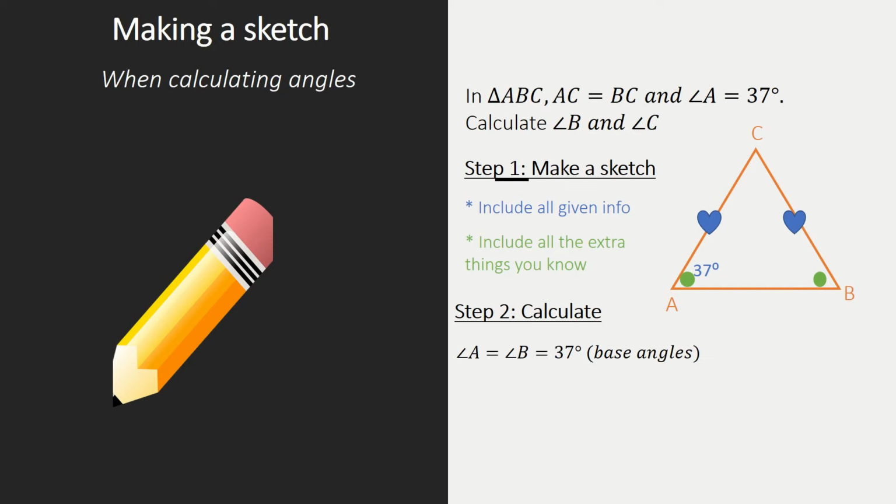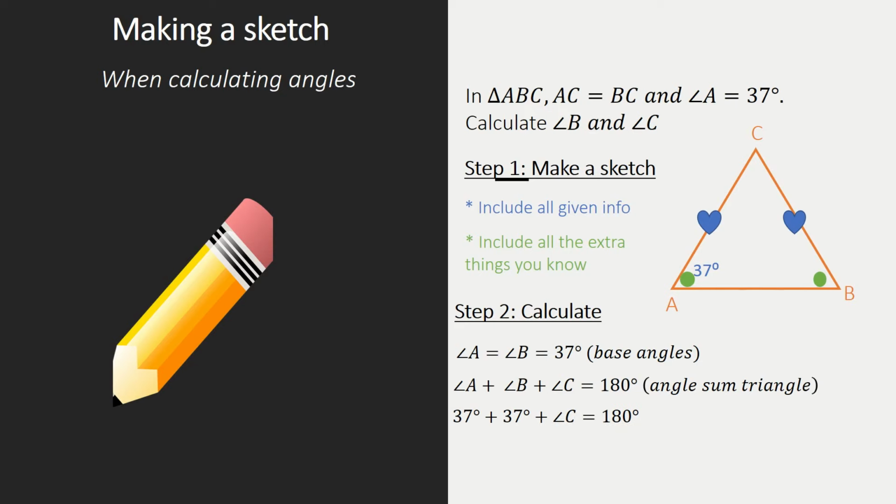So first of all, we know that angle A is equal to angle B. So that's 37 degrees because of the base angles. You must write down the reason why. Then we know that angle A plus angle B plus angle C is equal to 180 degrees, since we have the angle sum of a triangle. So A plus B plus C is 180 degrees. If you forgot how this works, then please have a look at my previous video about the angle sum of a triangle.